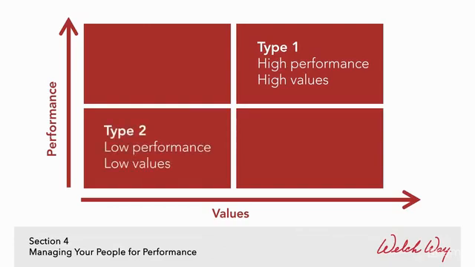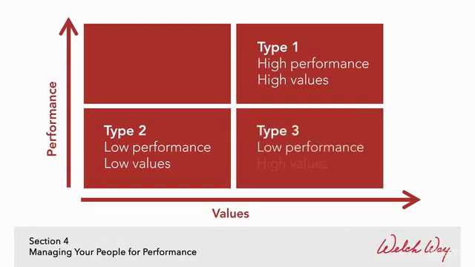Type 2. These are low performers who also display bad behaviors. If you have been appraising them 3 to 4 times during the year and they haven't shown improvement, don't waste any more time. You should coach them out of your organization as soon as possible.